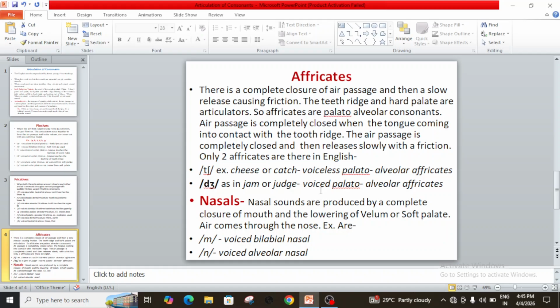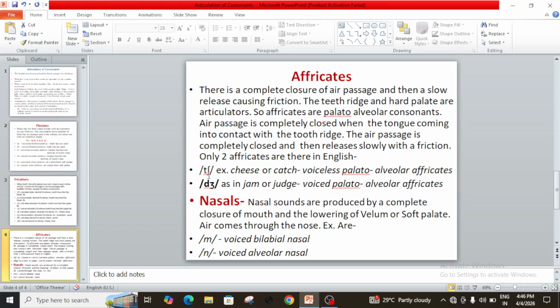So affricates are palato-alveolar consonants because both the teeth ridge and hard palate are involved in making these sounds. The air passage is completely closed when the tongue comes into contact with the tooth ridge, and then releases slowly with friction. Only two affricates are there in English. They are cha and ja.